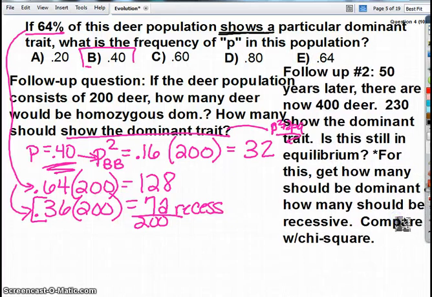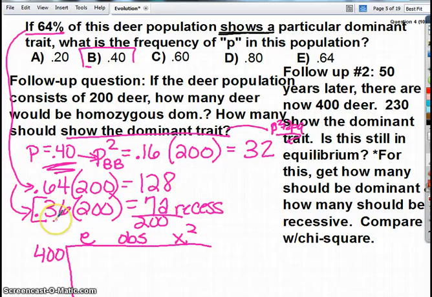All right, so we have 400 deer, and this time 230 of them show the dominant trait. Well, the first thing we need to do is say, okay, so we have 400 deer. We have a certain number of expected, we have observed, and then remember we get our chi-square. So out of 400 total deer, we know that 0.64, 0.16, are going to, should be dominant, and then 0.36 should be recessive.